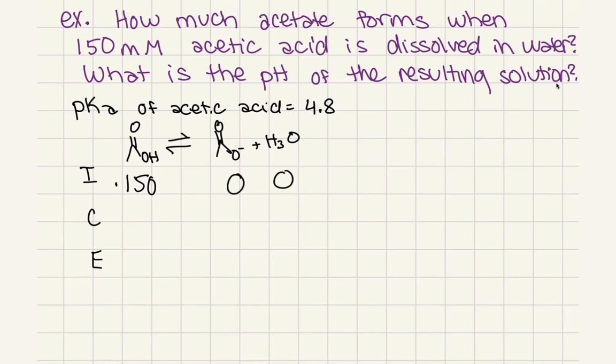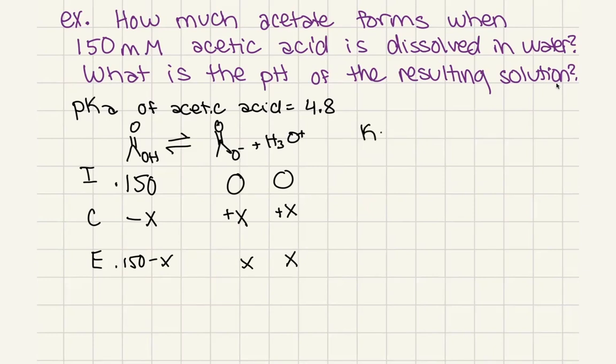But they're not going to be 0 for long because some of our acid is going to dissociate. X amount is going to dissociate, leaving us with X amount of our conjugate base and X amount of our proton or our hydronium. So our final, once it reaches equilibrium, is going to be 0.150 minus X, X, X. And now we're going to plug those into our Ka equation.